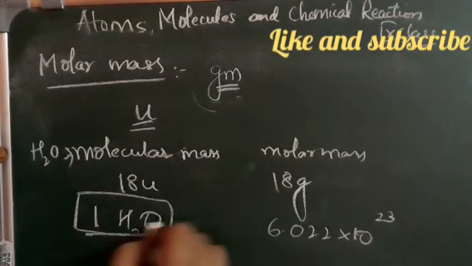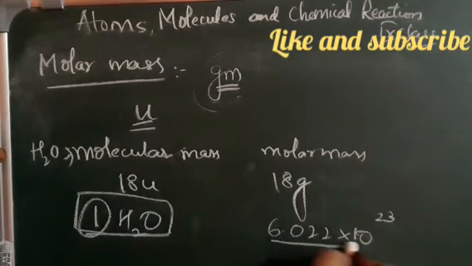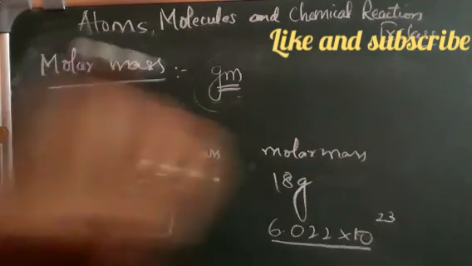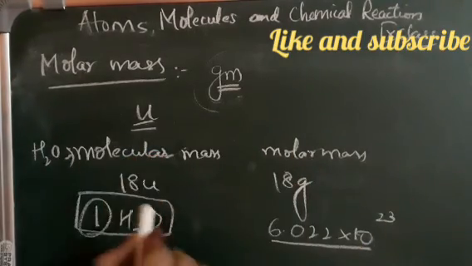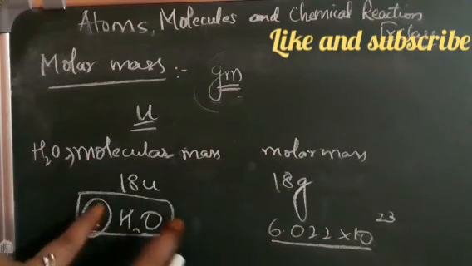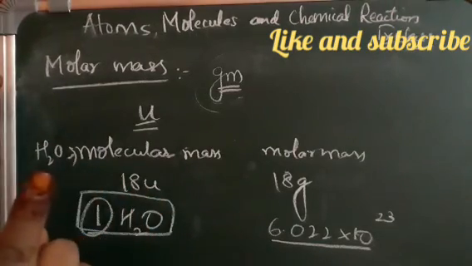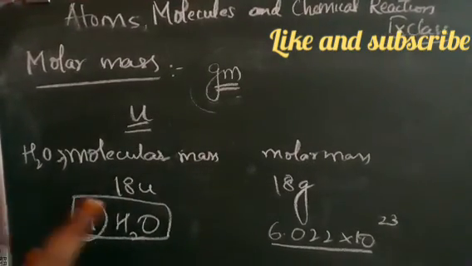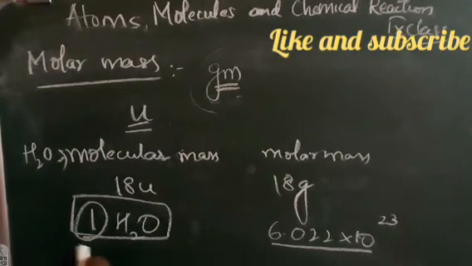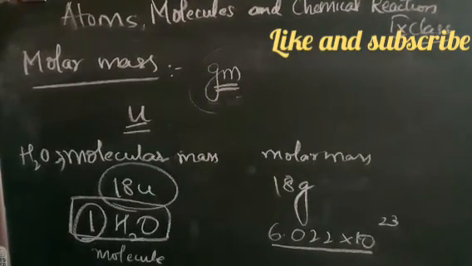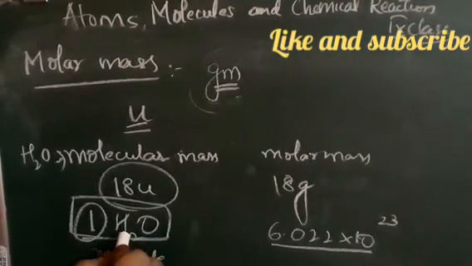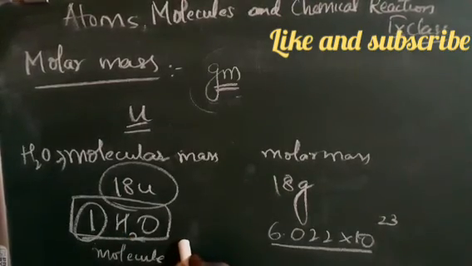So here we have only 1 molecule, and in the molar mass we have 6.022 into 10 to the power 23 molecules involved. Okay, this is the difference. Listen carefully and try to understand. 18 u means we are involving only one molecule of water. One molecule of water is present, and that is given as 18 u: 16 plus 2 for hydrogen, we get 18, right?